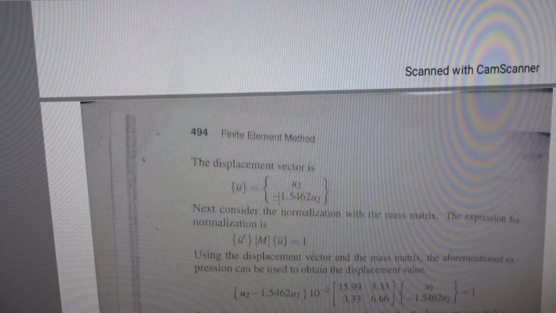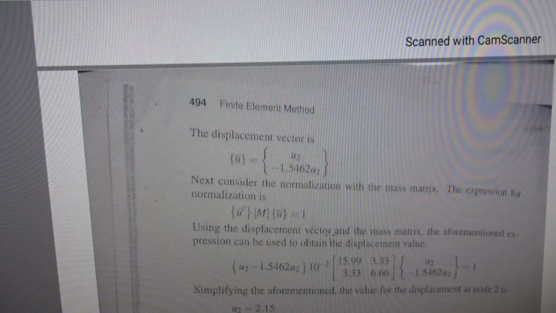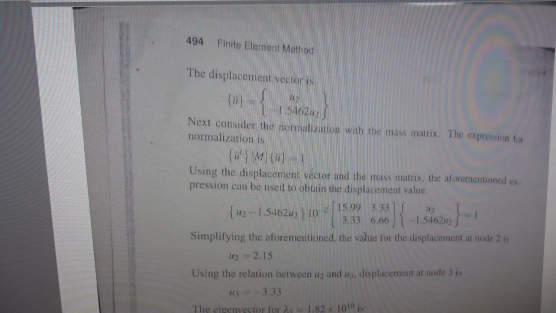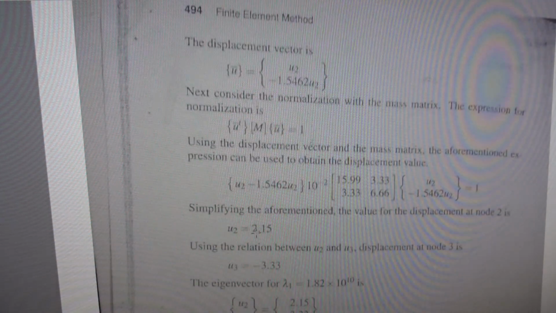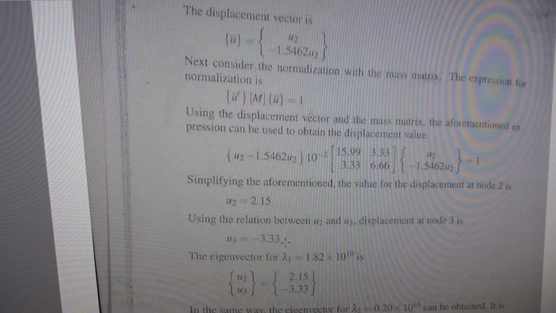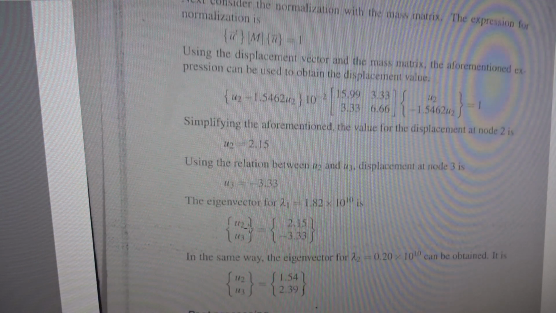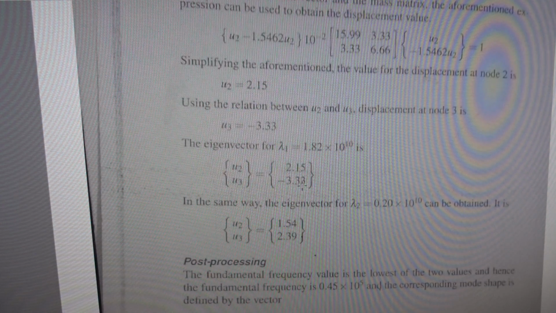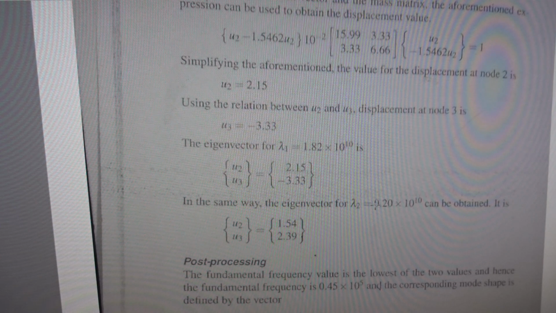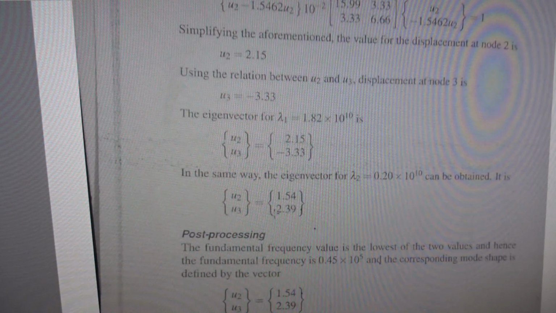Using the orthogonal property I already discussed, U transpose M U is equal to 1, and substituting it, you will get U2 is equal to 2.15 and U3 is equal to minus 3.33. So you can get U2 and U3, and similarly when you substitute lambda 2 you will get the values, and U2 and U3 are equal to this.